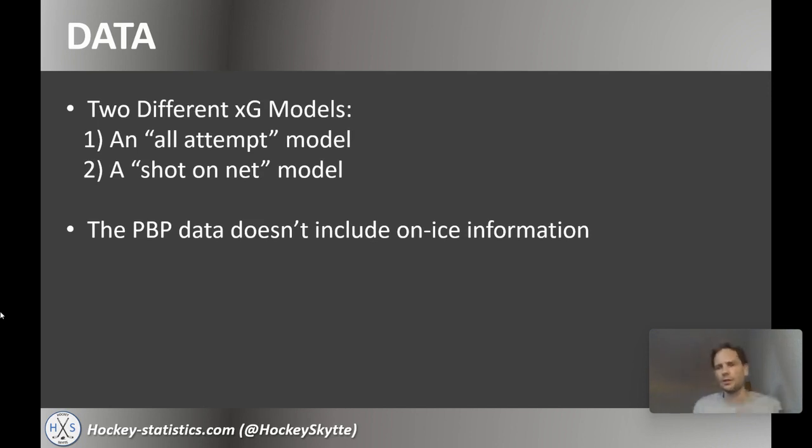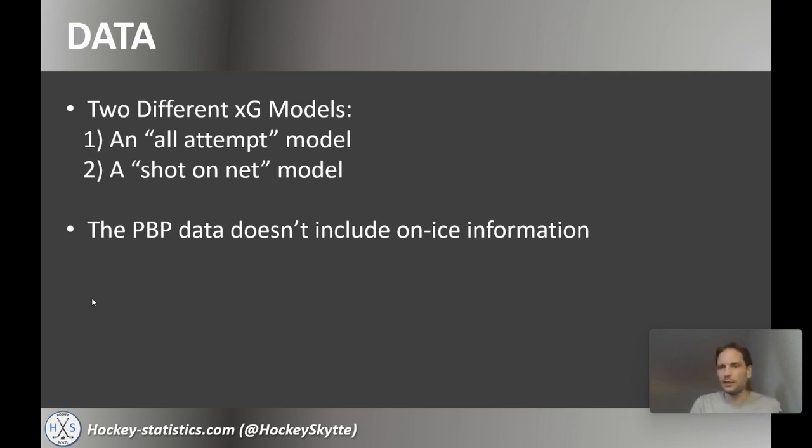Now this makes a lot of sense, because when you want to use the XG model to describe play driving, when you want to describe shooting, you absolutely want to use the all attempt model, because you want to credit or discredit the shooter with the shot block. If you, as a shooter, are shooting into a block, then it's up to you. Then it's your fault. If you're missing the net, then it's your fault.